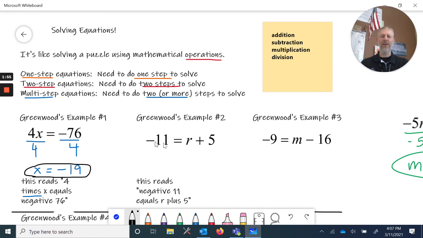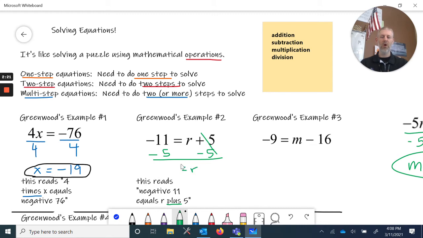Second equation, negative 11 equals r plus 5. That's how that reads. So the operation I see is plus. The opposite of plus is minus. So I'm going to subtract 5 from both sides. With multiplication and division, we want to make this identity become 1x. Here we want to zero out the extra, the addition and subtraction. So 5 minus 5 is 0. That's what we're going for.